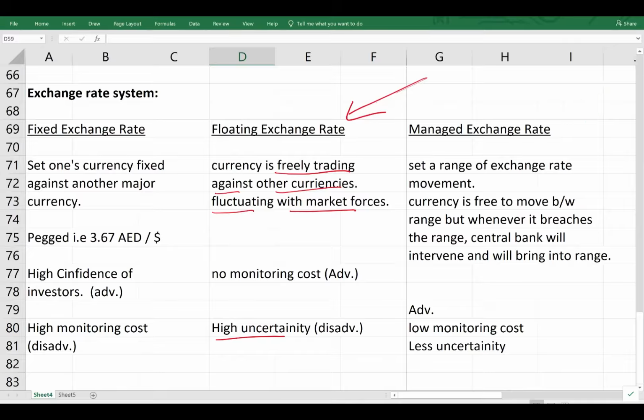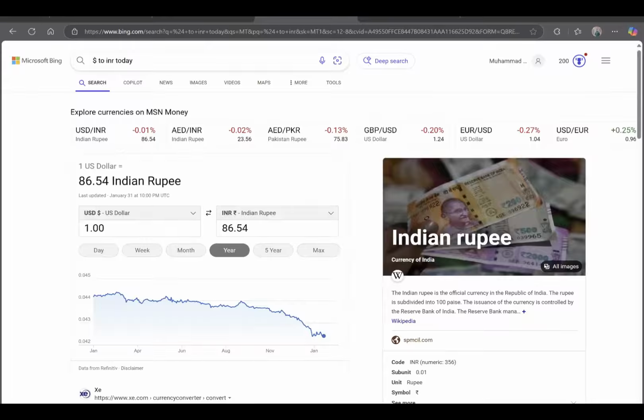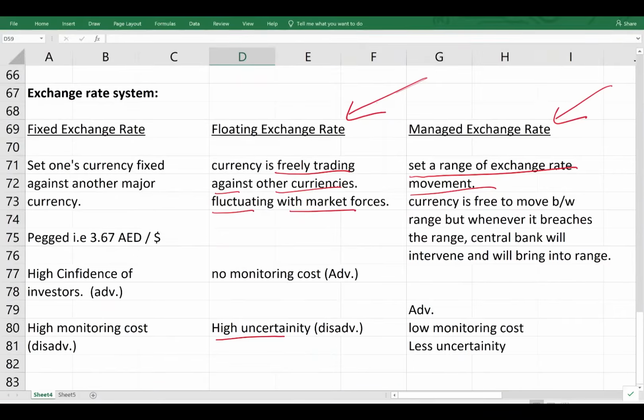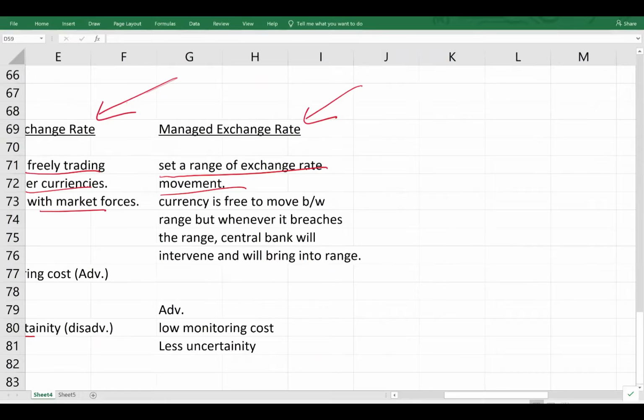And in 90% of cases, the method that different economies follow is called the managed exchange rate. What the government and the central bank do here is set a range of exchange rate movement. Let's say, as I discussed here, the exchange rate between the Indian currency and USD is 86 today. Let's say the Indian central bank sets a range that we will stick our exchange rate between 80 to 90.